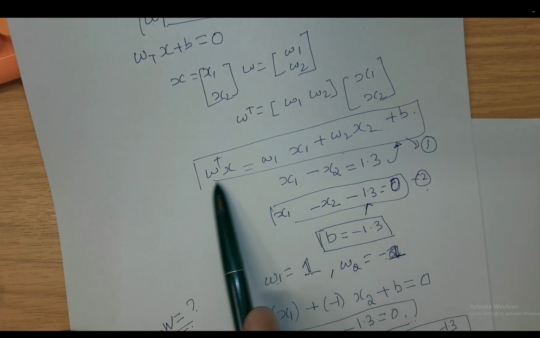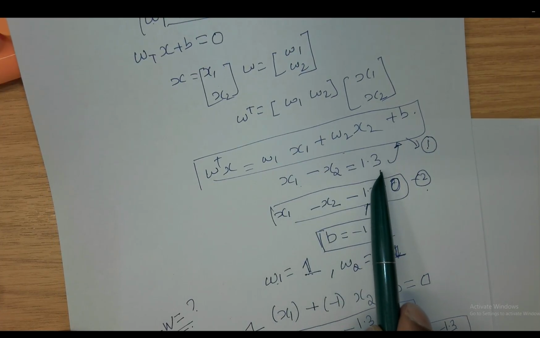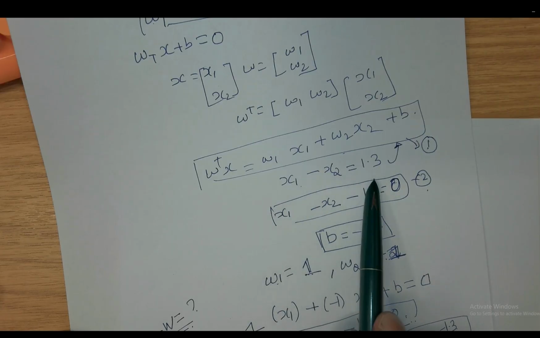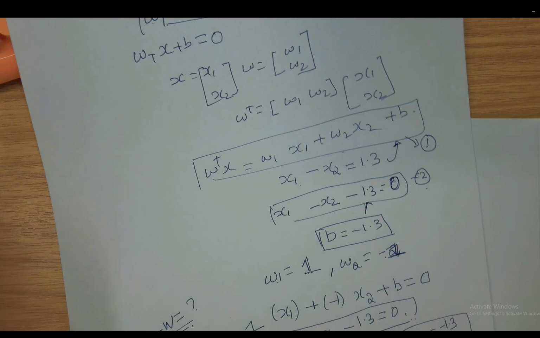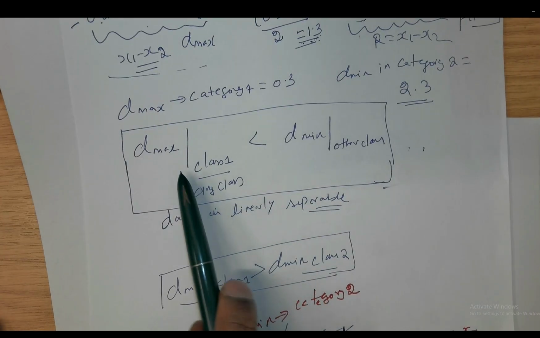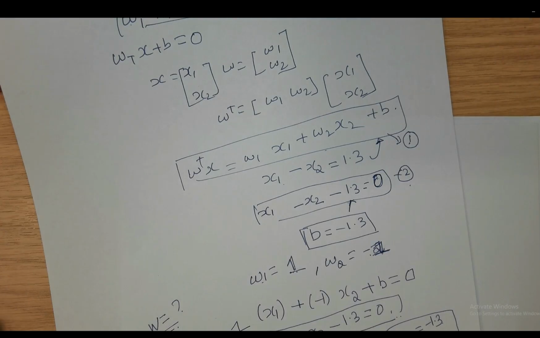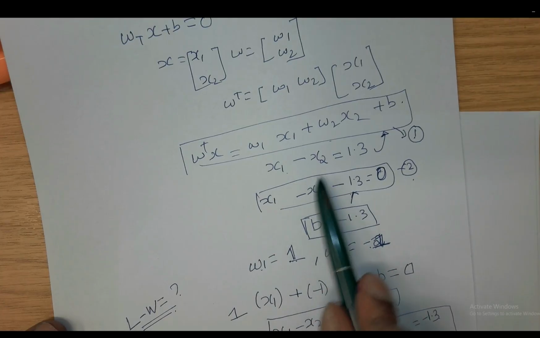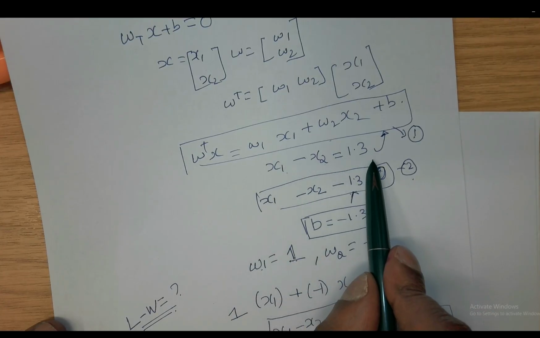And then if this is your equation of hyperplane, and if this following condition exists for your data, and this equation clearly separates one category from other category, which we confirmed by testing this condition, d max from class 1 is less than d minimum of other class. And then we also got the difference between this one. So x1 minus x2 is equal to 1.3. This is something we identified.